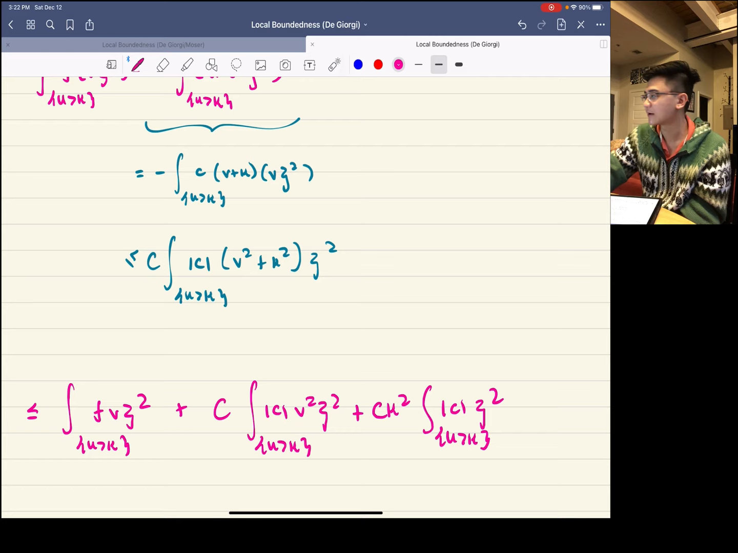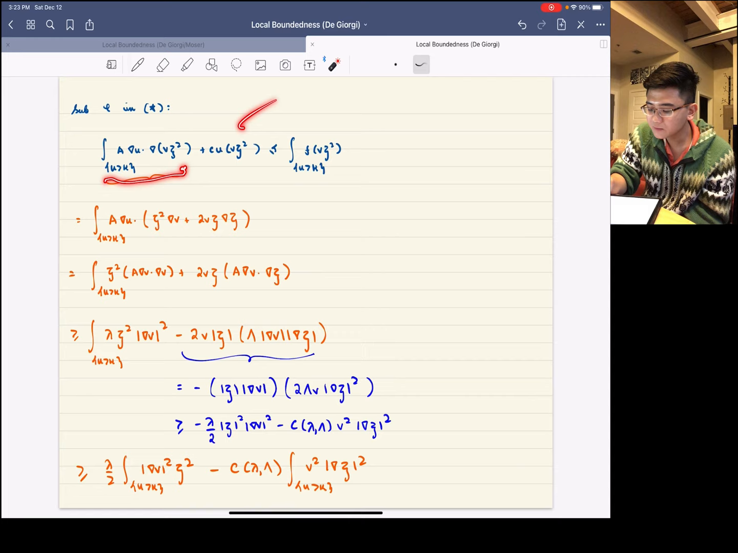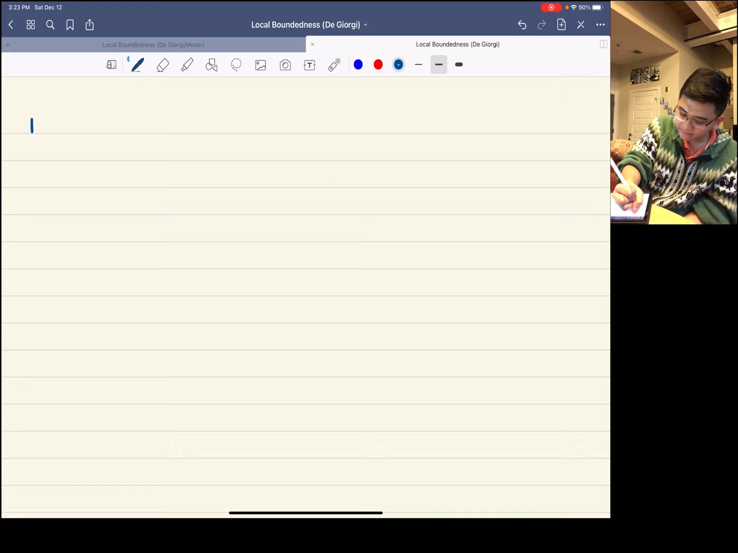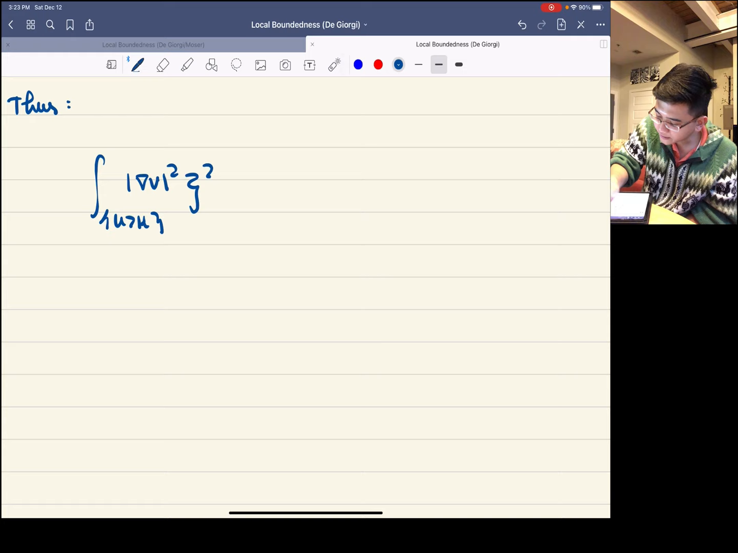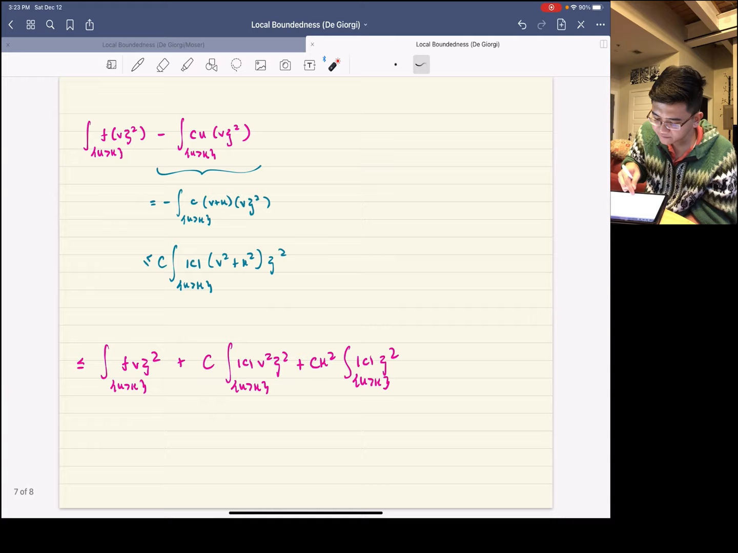So summarizing the results, we combine the estimate that we have here, we move this here, and we've estimated that. So combining the results that we have so far, we have the following. Thus, over u bigger than k, I have grad v squared zeta squared less than or equal to some constant, so we just choose the largest constant, times the integral over u greater than k of v squared grad zeta squared. So where did this term come from? It came from the estimate on the diffusion term. It's this one here, okay?